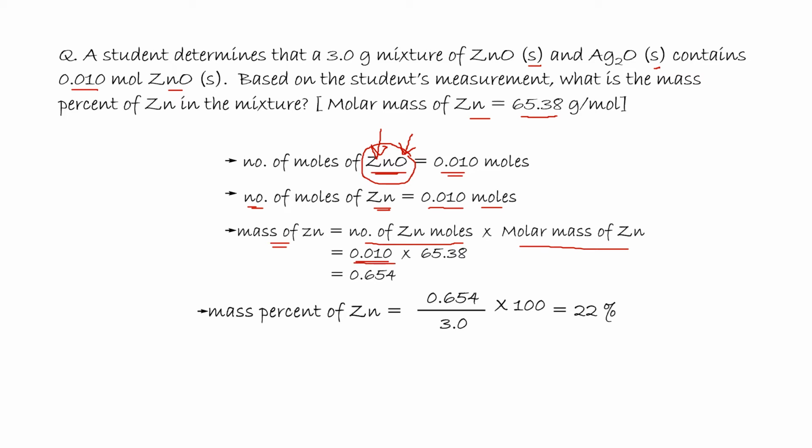Here we have 0.010 and given molar mass 65.38 gram per mole, which makes the mass of zinc in the mixture 0.654. Well, the mass percent of zinc will be the mass of zinc divided by the total mass of the mixture times 100. We have here 3 significant figures and here 2 significant figures, and the answer will be 2 significant figures according to the rule. So it's 22%.